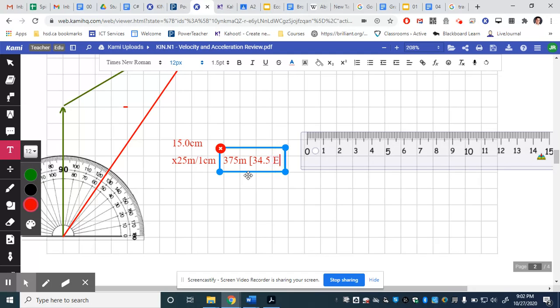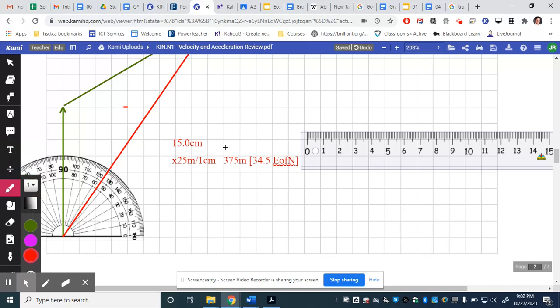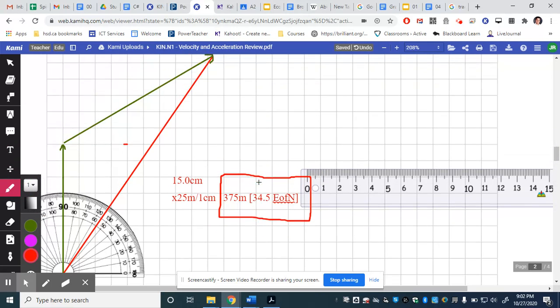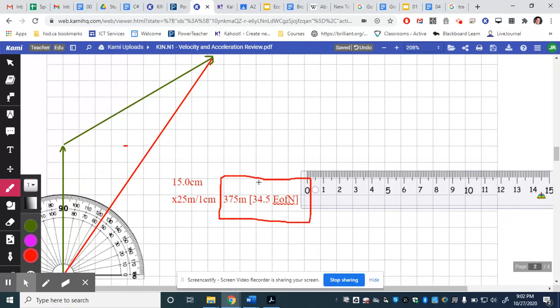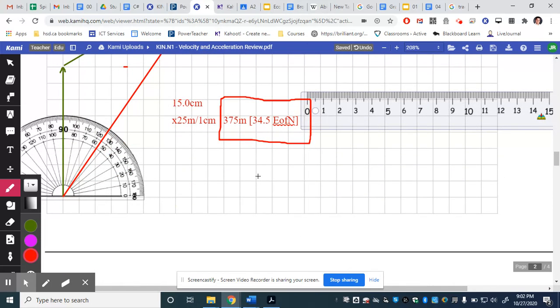This would be east of north, right? And so there it is. That's how you do a scale diagram. It is different than doing all the math. It is less accurate than doing the math. It is probably more work than doing the math once you get good at the math, but it's a way of doing it. All right.